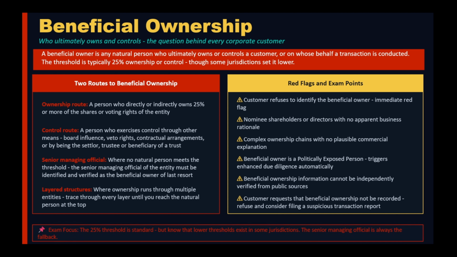Know both the routes to beneficial ownership. Know the 25% threshold. Know the fallback to the senior managing official. These are the exam fundamentals.